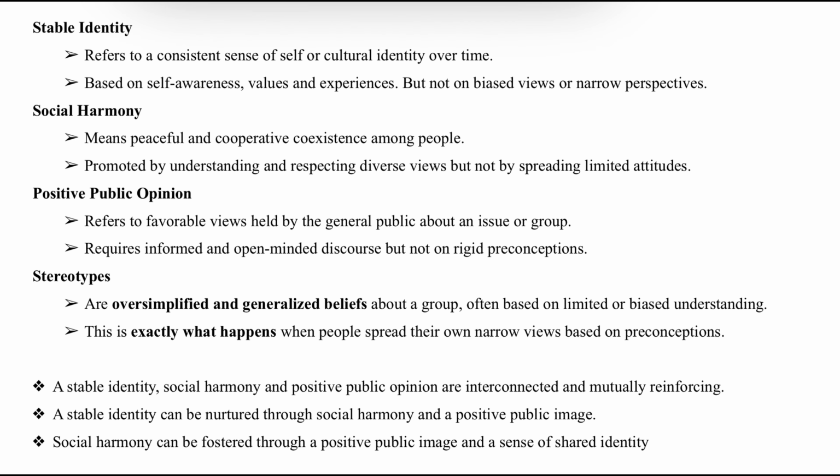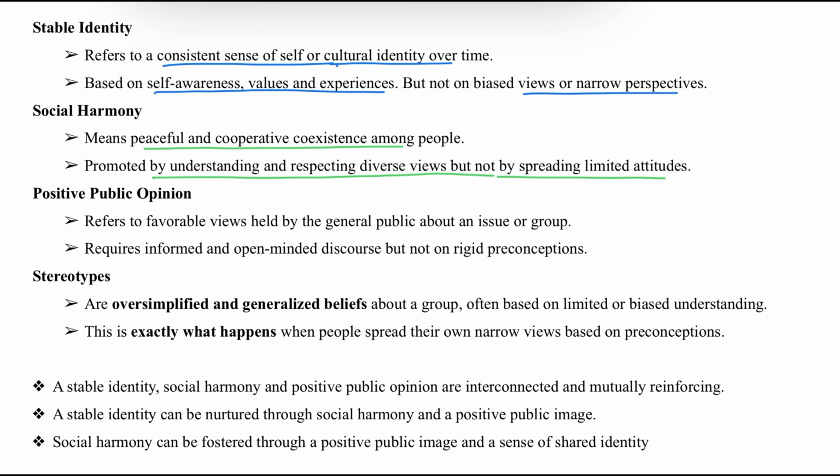Stable identity. Stable identity refers to a consistent sense of self or cultural identity over time. Stable identity is based on self-awareness, values, and experiences. Stable identity is not based on narrow perspectives. Social harmony means peaceful and cooperative coexistence among people. Social harmony is promoted by understanding and respecting diverse views, but not by spreading limited attitudes.